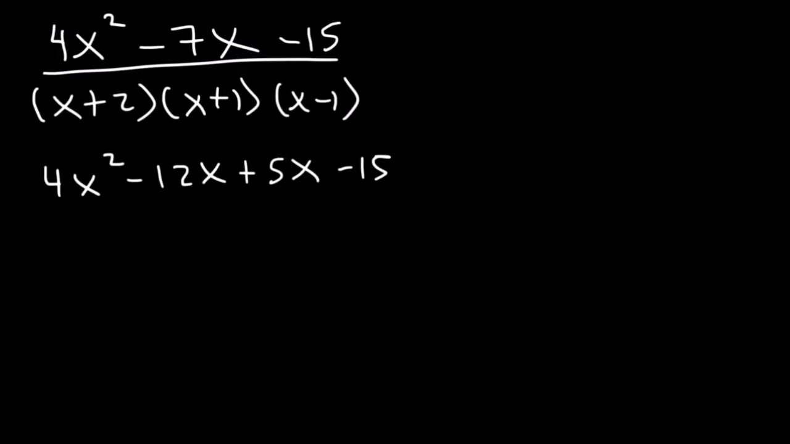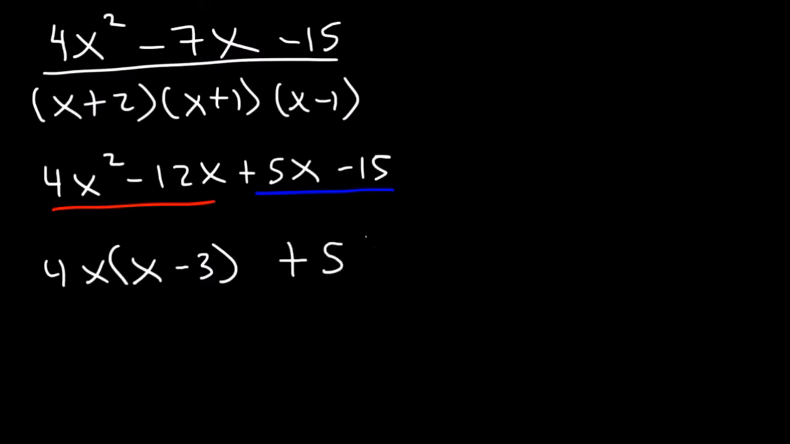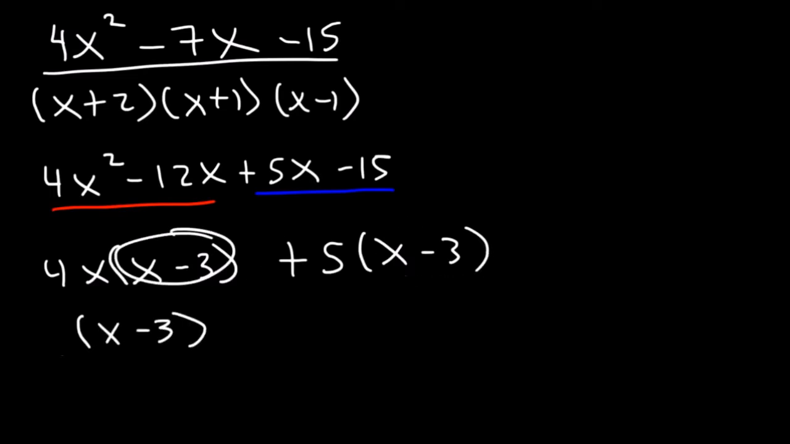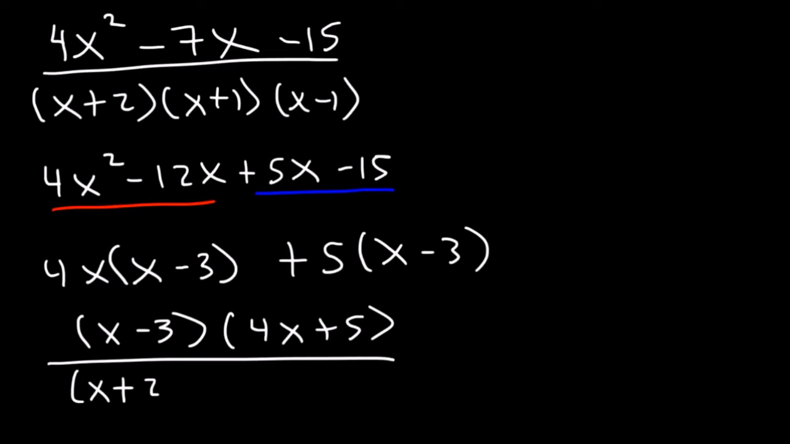So let's take out the GCF from the first two terms, which is 4x. 4x squared divided by 4x is x. Negative 12x divided by 4x is negative 3. And now the GCF in the last two is 5. Inside the first parentheses is going to be x minus 3. And then inside the second one, we're going to have the stuff on the outside, 4x plus 5, divided by x plus 2 times x plus 1 times x minus 1.